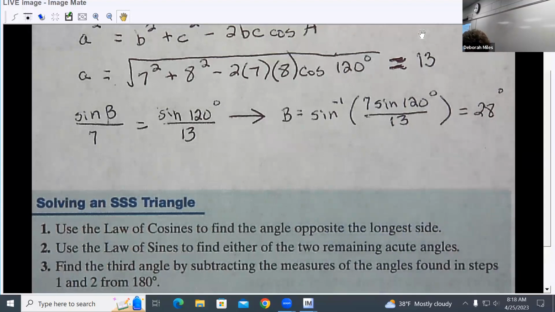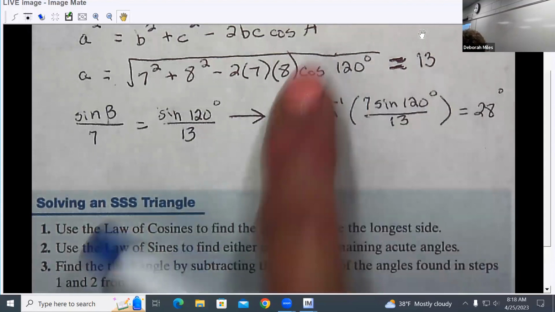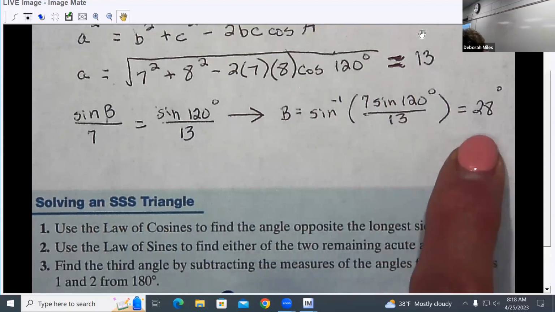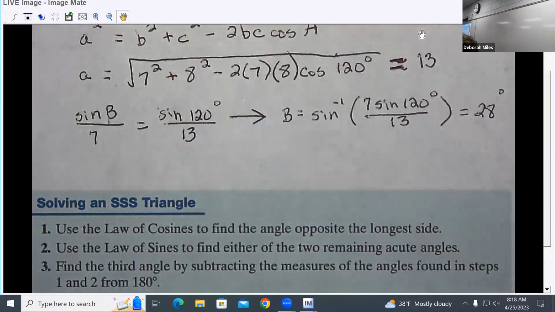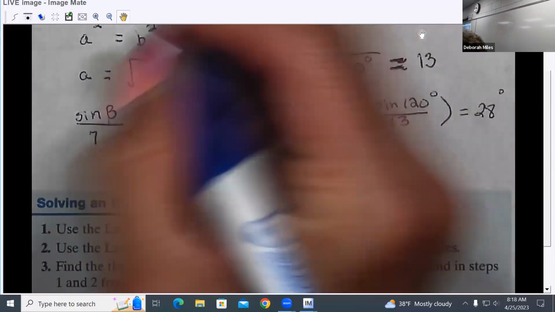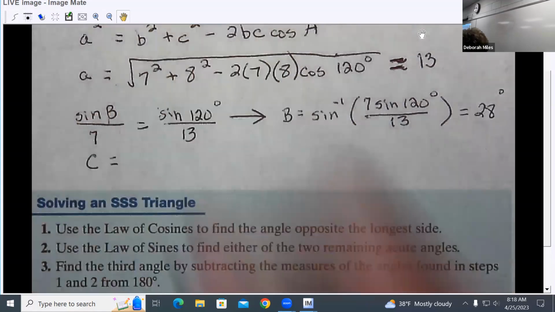All right. We were given 3 parts. So far we have found 2. What's the other one? Angle C. Angle B was 28 degrees. And now we're looking for angle C. How can we find angle C?